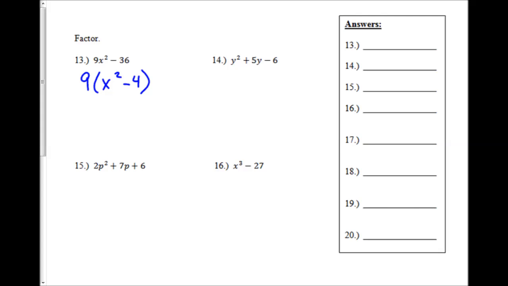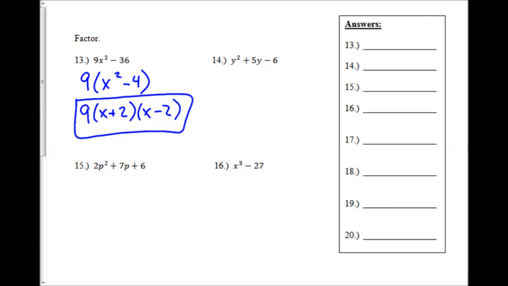And when I look at x squared minus 4, that is a difference of squares, so that factors into x plus 2 and an x minus 2. Okay, but always look for the greatest common factor first, and then factor what's left over. Will make things much easier.